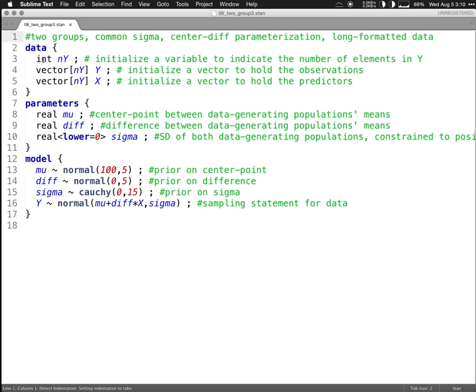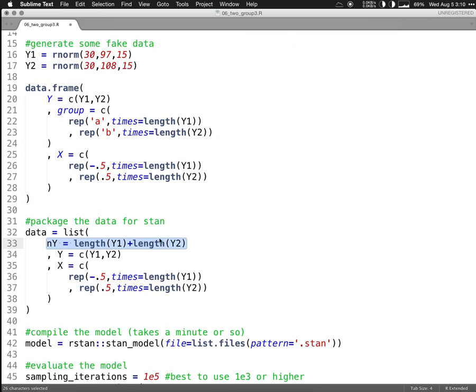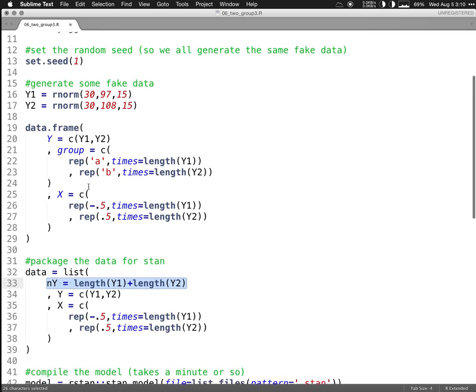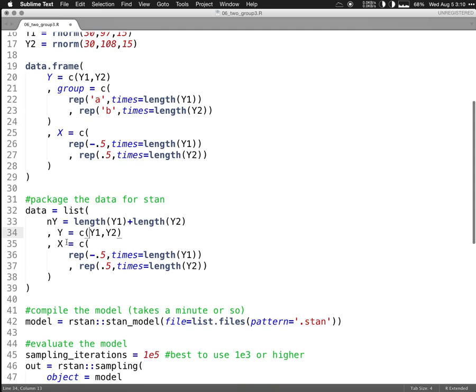Look at the model. In terms of the data that I'm packaging together to give to Stan, I'm giving it the number of observations total between the two groups. Again, here we're not assuming an equal number in each group, we just happen to have put in equal numbers. We give it a single vector y representing all the y1s and then all the y2s, and then another vector x representing the contrast coded labels for each group. So all the y1s are -0.5, all the y2s are 0.5.